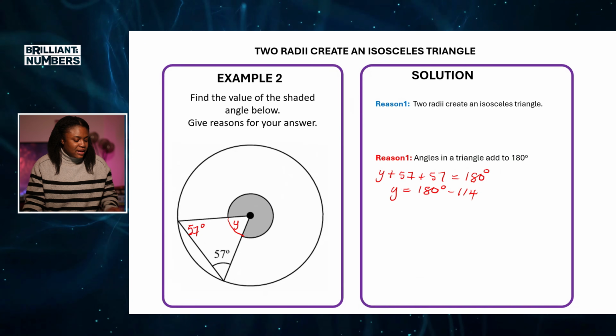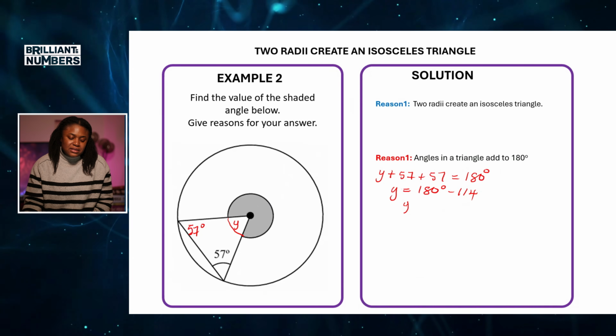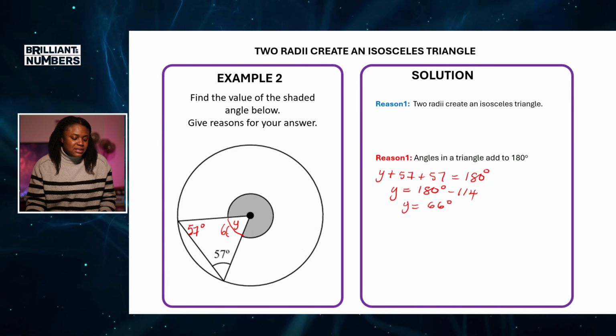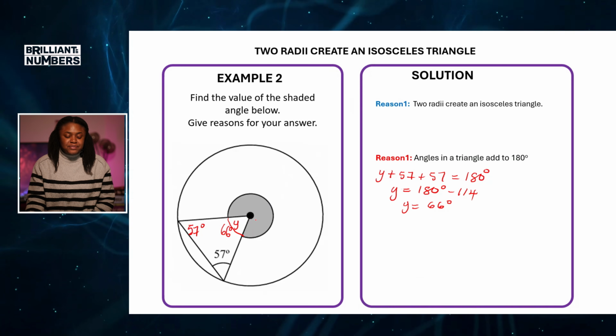Put that back into my calculator. Y is equal to 66 degrees. And remember, always put your answer on your diagram. It is very important to close those gaps. So I'm just going to put my 66 degrees here.